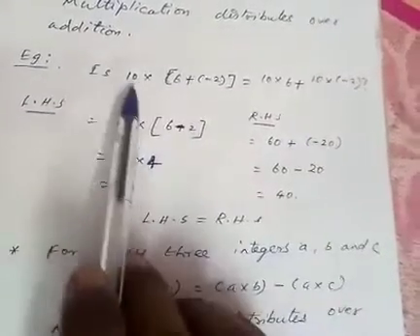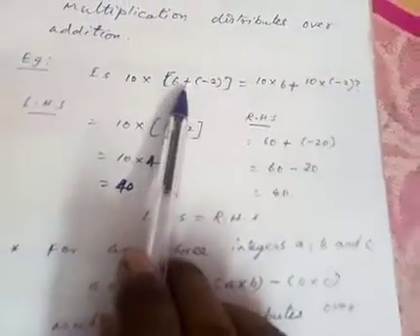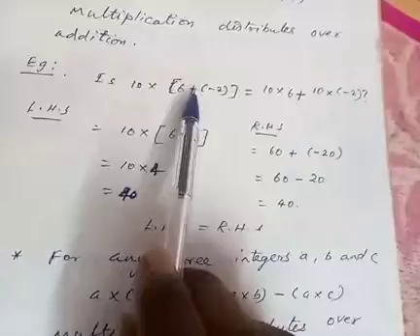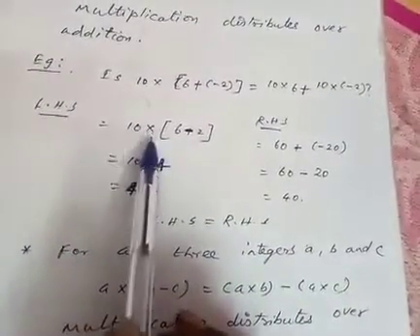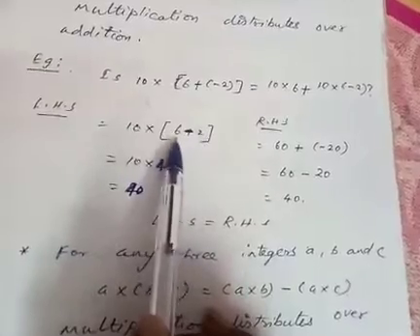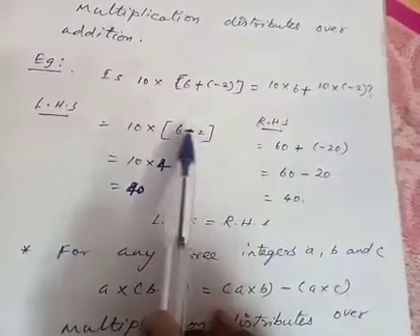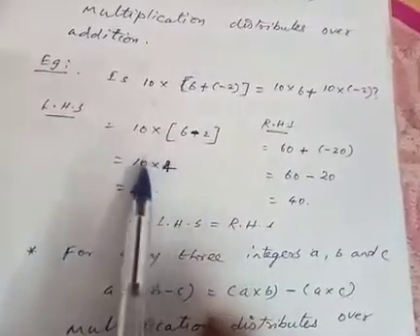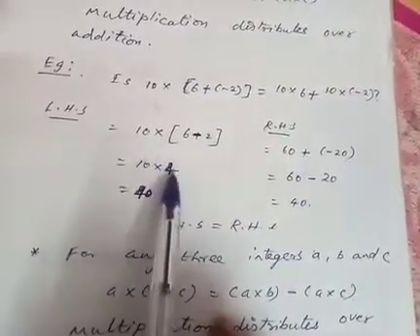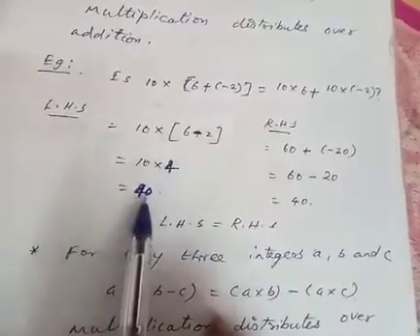So what is the left hand side? 10 into (6 plus minus 2). Plus into minus is minus, so it is 6 minus 2. A positive integer and a negative integer have different signs, so we subtract. 6 minus 2 is 4. Now 10 into 4 is 40. So the left hand side value is 40.